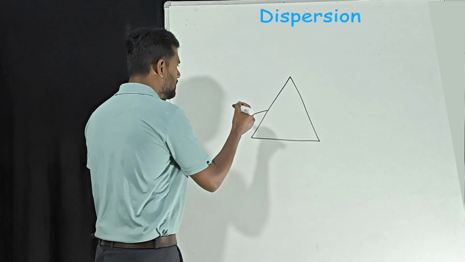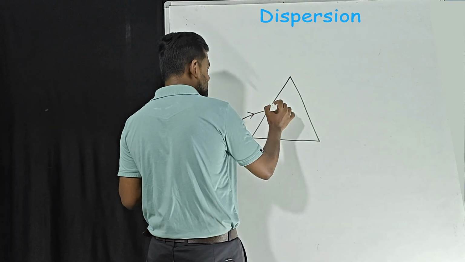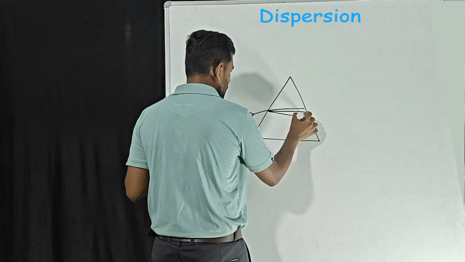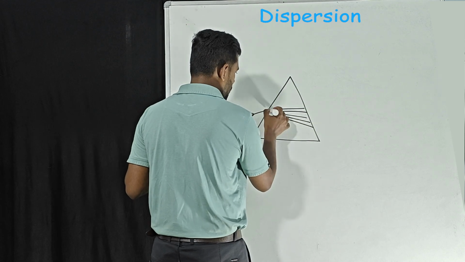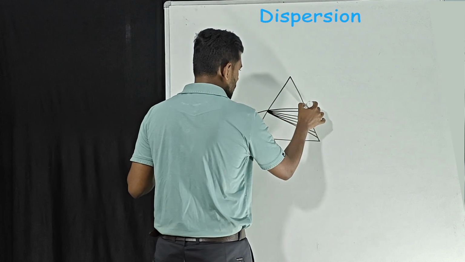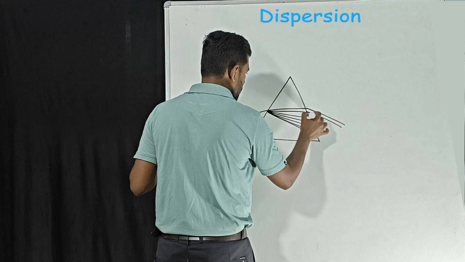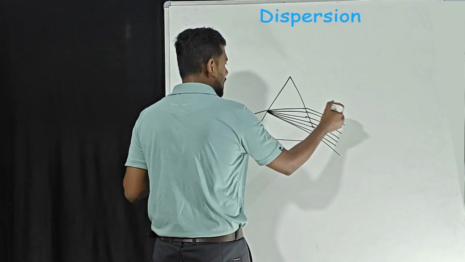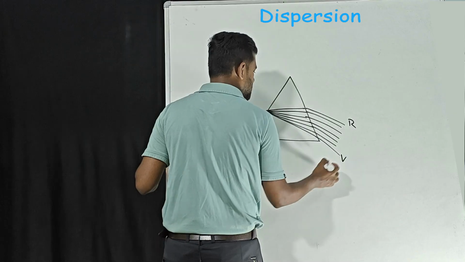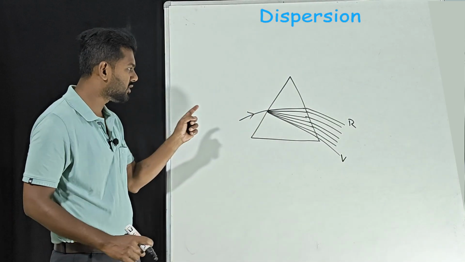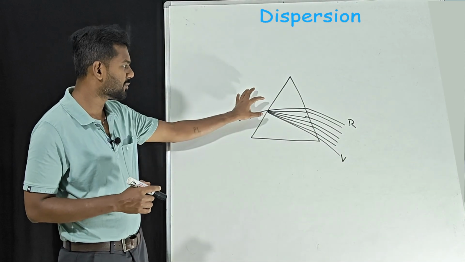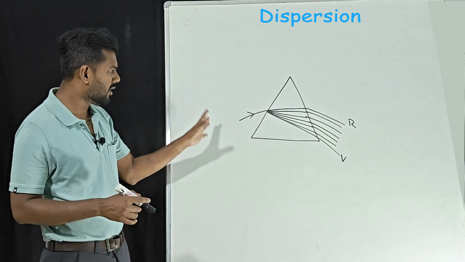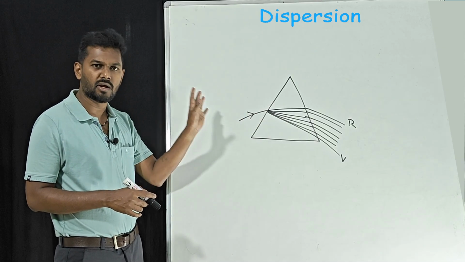Now what happens? When white light is incident, see, this is red and this is violet. Now listen, see what things you need to understand. Dispersion is nothing but splitting of white light into its constituent colors. We have learned the dispersion.